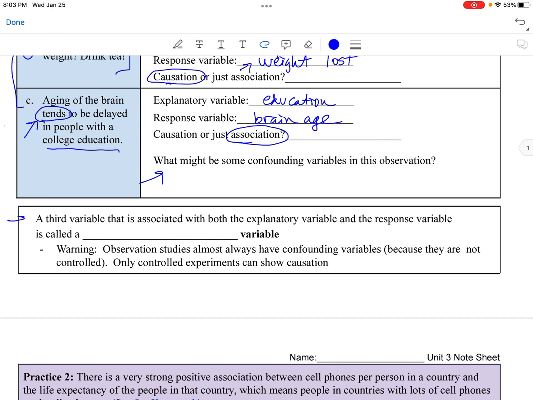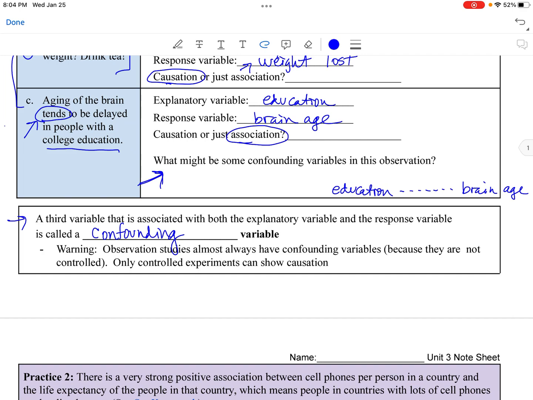So a third variable that is associated with both the explanatory variable and the response variable is called a confounding variable. And so now let's go back to this one and think about what is a third variable that might influence both of these things. And we're going to draw a little picture here. We're going to say education is associated with brain age, how much your brain has aged, whether you have a college education or not. The dotted line means association. But there might be a third thing that's actually the thing that is causing both of those.